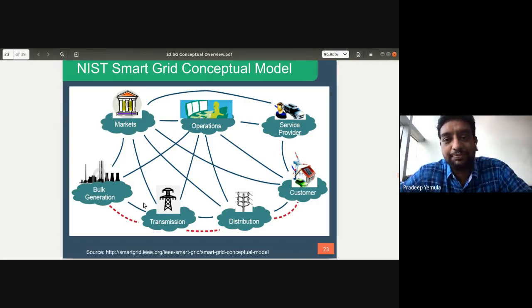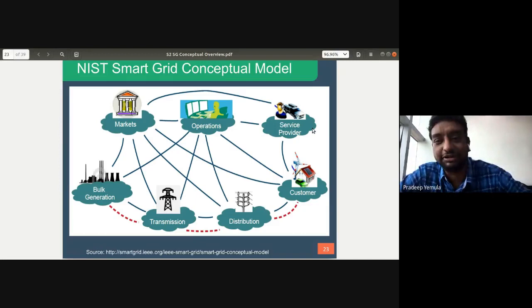Above, there is a markets domain, an operations domain, and a services domain. These three domains are new additions to the smart grid. In fact, these things used to be there before also, but with the advent of communication technologies, the entire thing has changed.